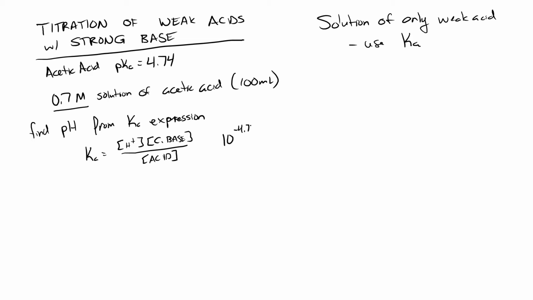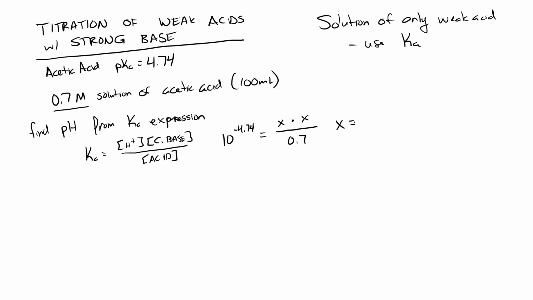10 to the negative 4.74, right? Because pKa to Ka is the negative log, so we reverse that and say, if we're given the pKa, we know the Ka is 10 to the negative pKa. So 10 to the negative 4.74 equals X, the concentration of H plus, times X, the concentration of the conjugate base. These two numbers are the same, all over 0.7, which is the initial concentration of the acid. And we can solve this easily.